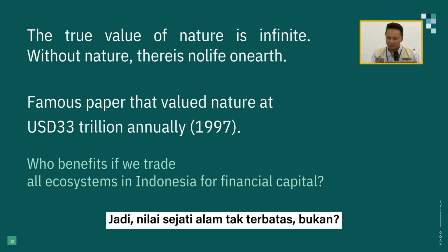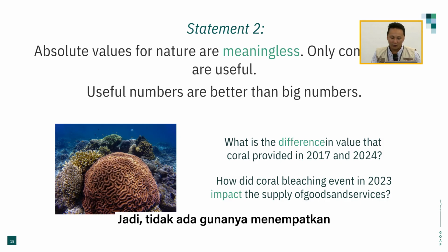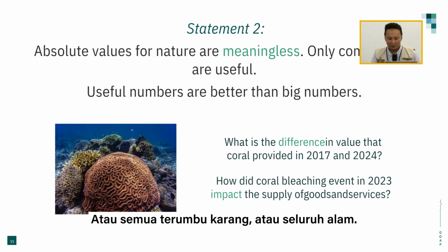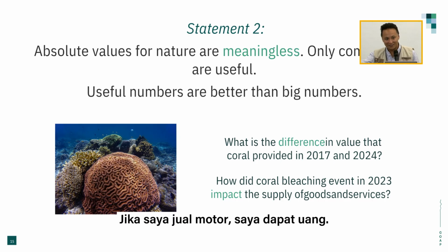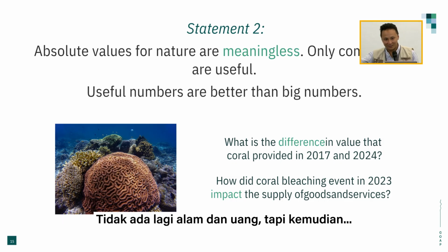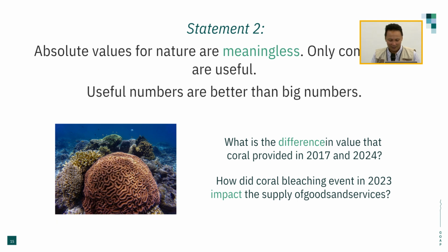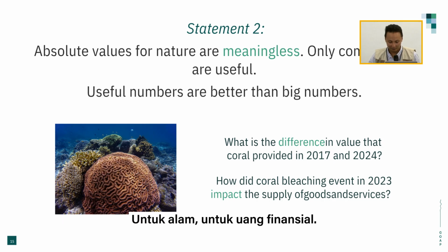So the true value of nature is infinite, right? Without nature, we cannot exist. So next. There's no point in saying, this is the value of all of the mangroves in Indonesia, or all of coral, or all of nature in Indonesia. Because remember at the start, if I sell my motor, I get money, but no more motor. If I put a value on all of nature, no more nature, just money. But then who's left to enjoy the money if everyone is gone? So, who benefits if we trade all of the ecosystems in Indonesia for financial money? This is the question you have to ask if you see one big number.